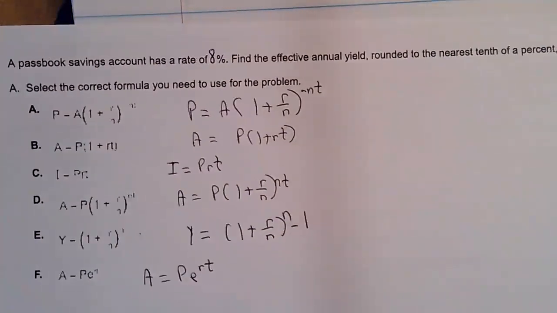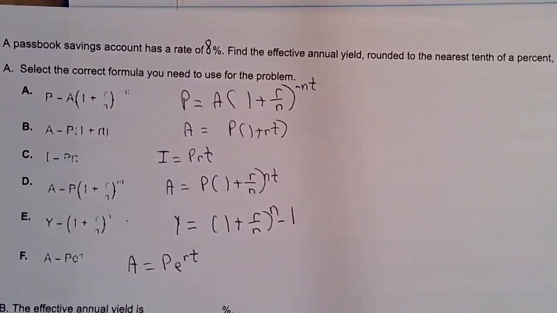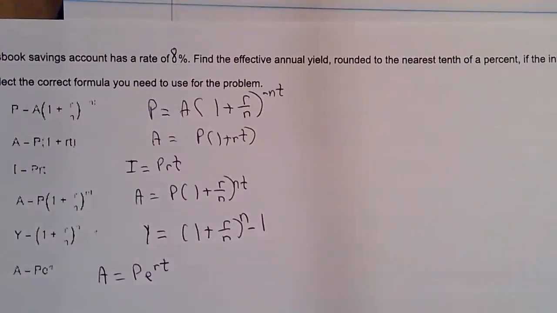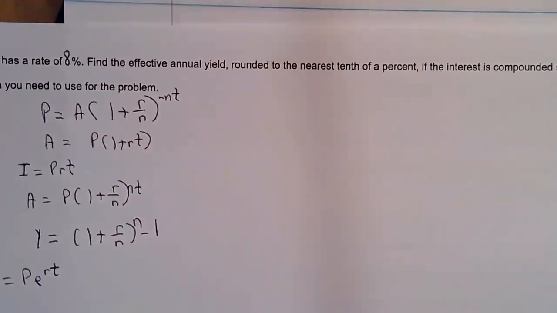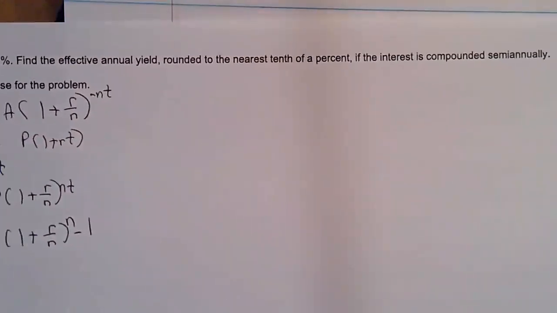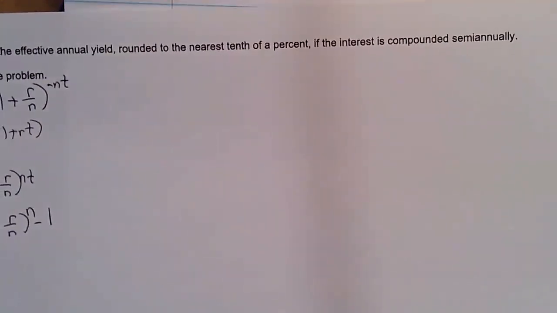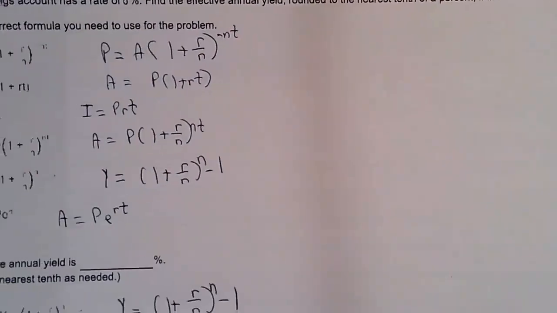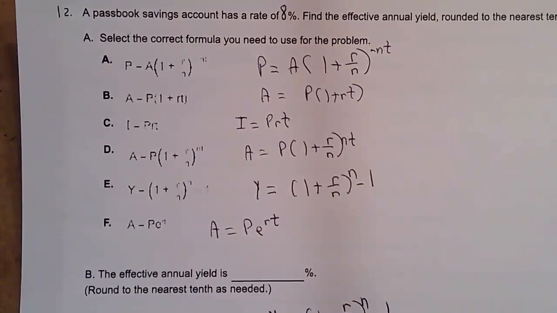Problem 12 says that a passbook savings account has a rate of 8%. Find the effective annual yield, rounded to the nearest tenth of a percent, that's one decimal place, if interest is compounded semi-annually, that's twice a year, and then they want you to select the correct formula.